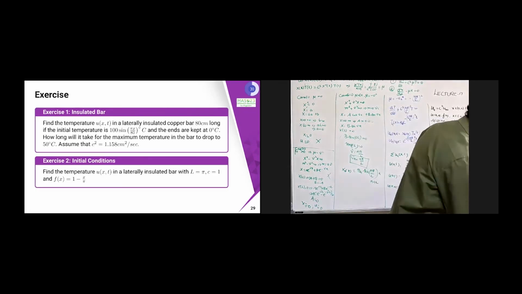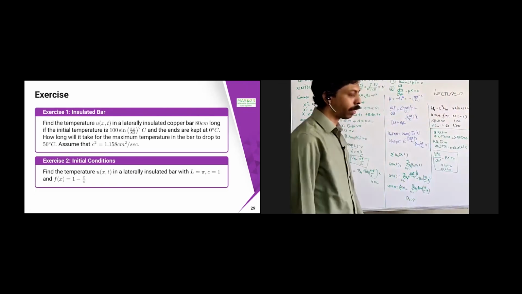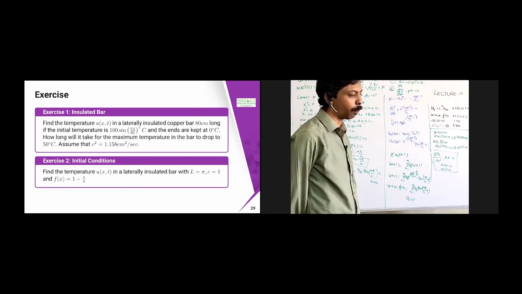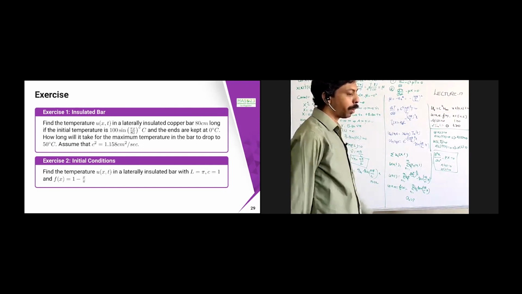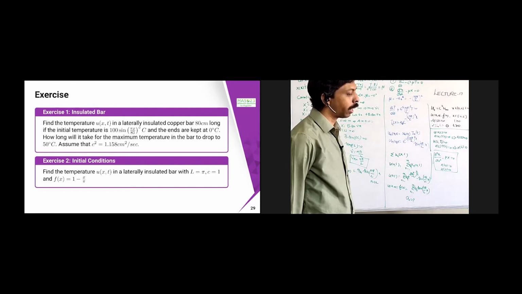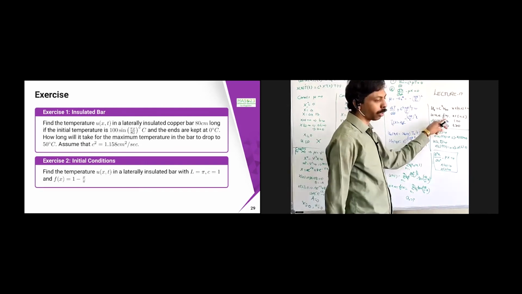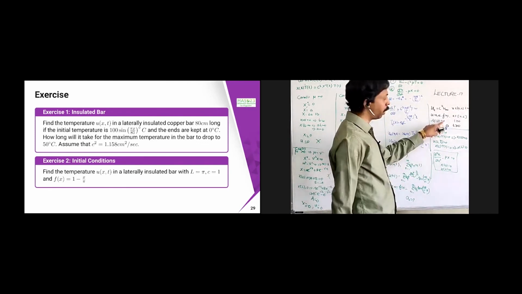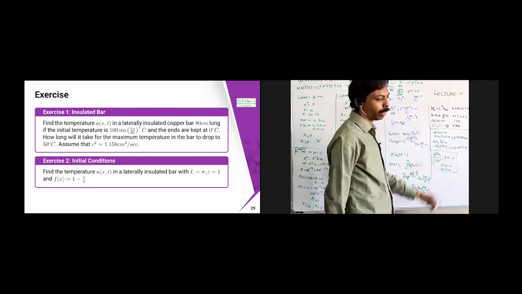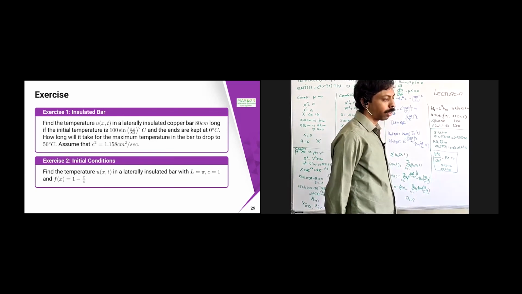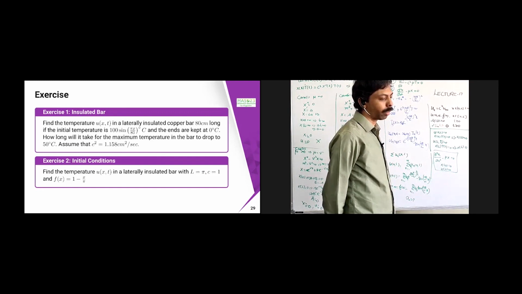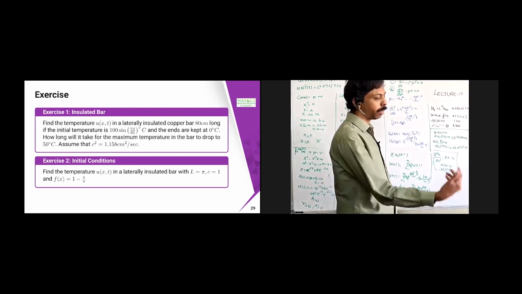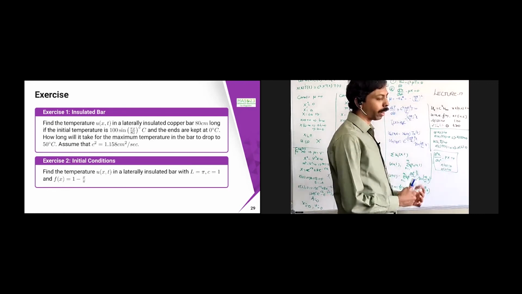So these are some of the problems you can model. The temperature in a laterally insulated copper bar is 80 centimeters long. That means your L is given, and the initial temperature is given. So f of x is 100 sine pi x by 80 degrees Celsius, and the ends are kept at 0 degrees Celsius, meaning u of 0 comma t is 0 and u of L comma t is 0. The question is, how long will it take for the maximum temperature in the bar to drop to 50 degrees Celsius? Assume c squared equals 1.158 centimeter squared.